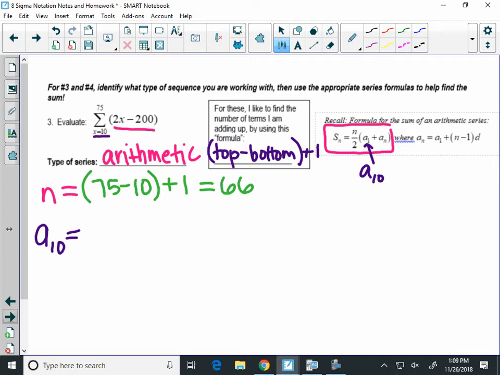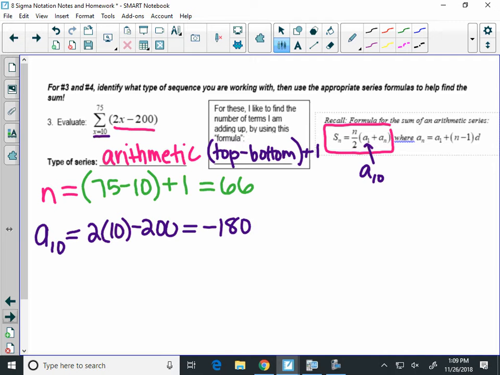What do you think I should do to find the 10th term? Don't overthink it. Plug 10 into the x here. So I'll do 2 times 10 minus 200. Remember, the formula after the sigma, that's your series formula. That helps you find the term. So we have 20 minus 200, which is negative 180. So that's the first term I'm adding up.